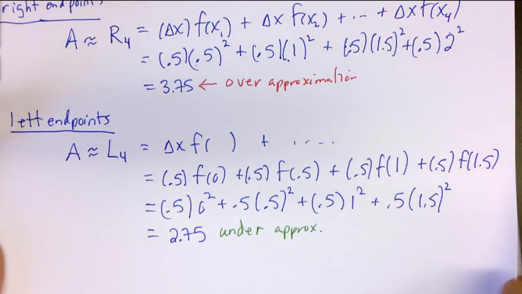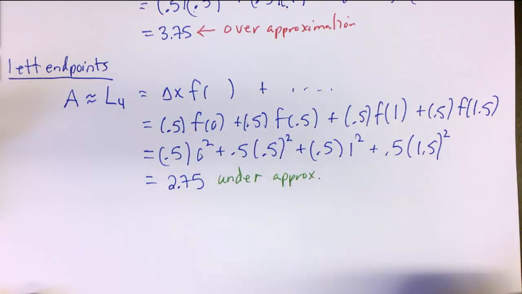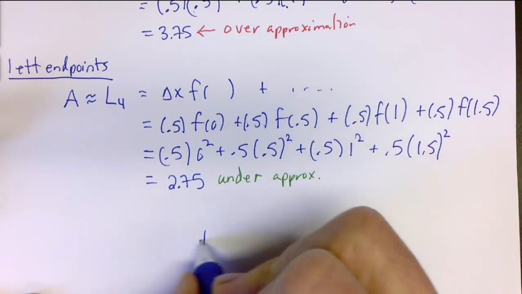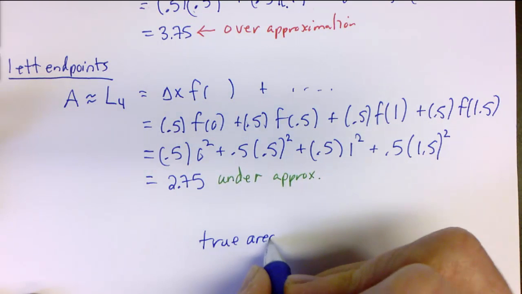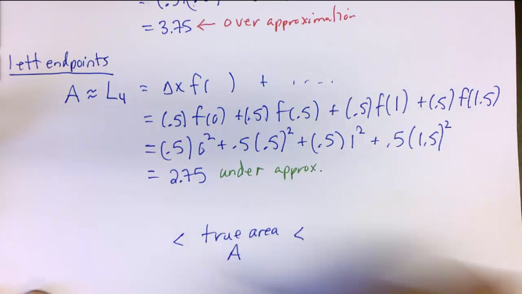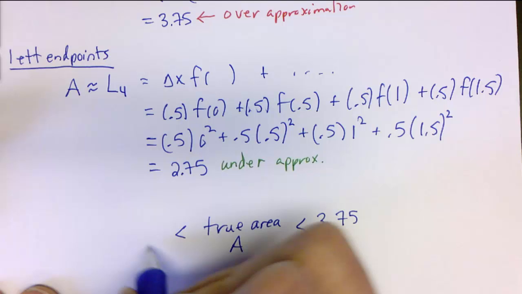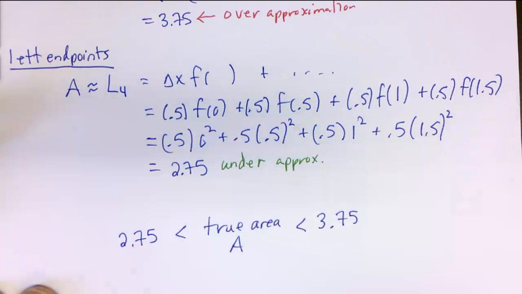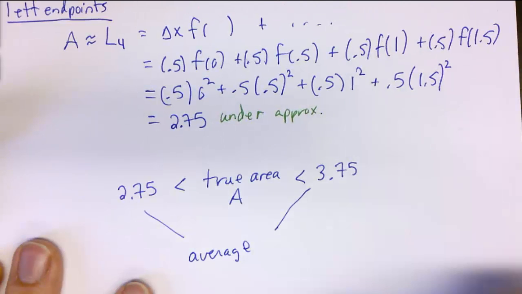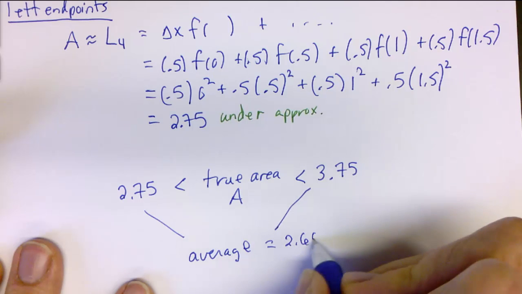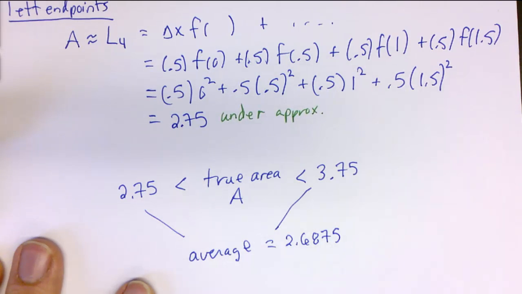So what we can say is the true area is somewhere between the upper bound, the over approximation 3.75, and the lower bound 2.75. It wouldn't be a bad idea to average these two. And if we did that, if we add them, divide by 2, we'll get 2.6875, which is very, very close to the actual area. How are we going to find the actual area?